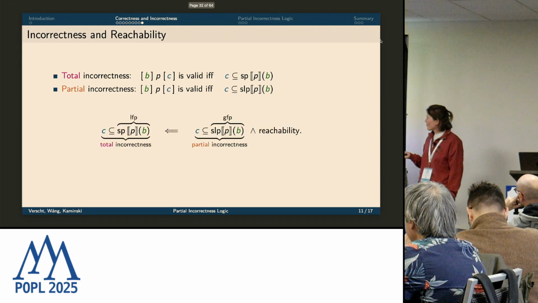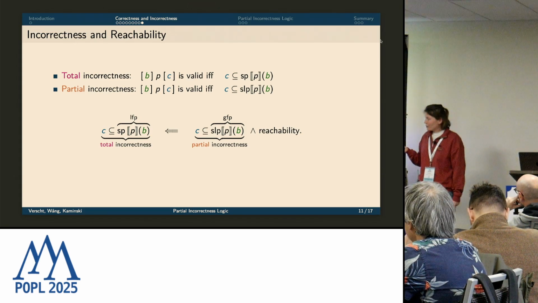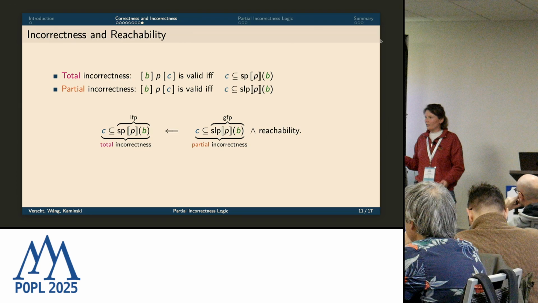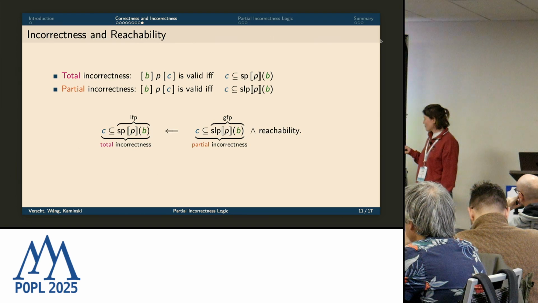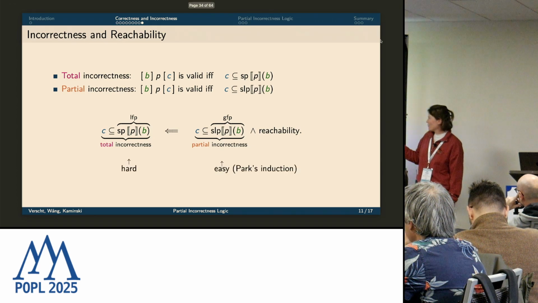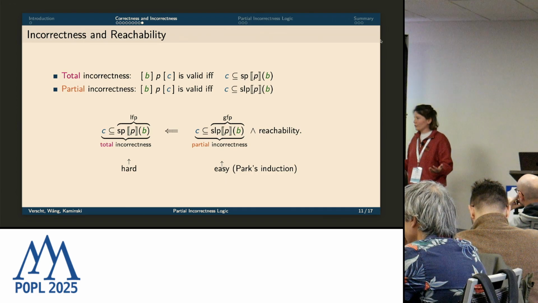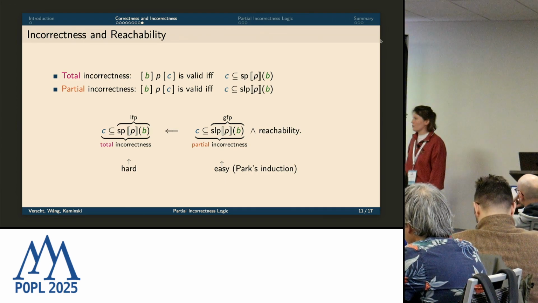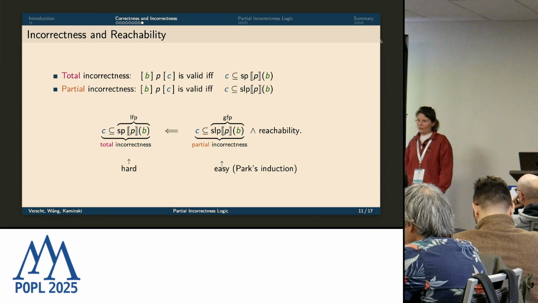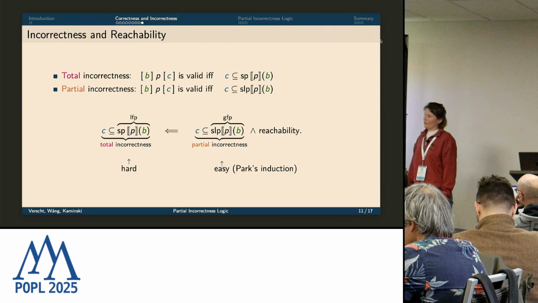And what we also get is the same computational advantage as we had for the weakest pre case, so to speak, because we have here an under-approximation of the least fixed point, which again is hard, and here we have an under-approximation of a greatest fixed point, which is easier. And also we get this separation of concerns idea that we can split this reachability proof from the incorrectness proof. So this might be interesting to look at if we are trying to prove total incorrectness.